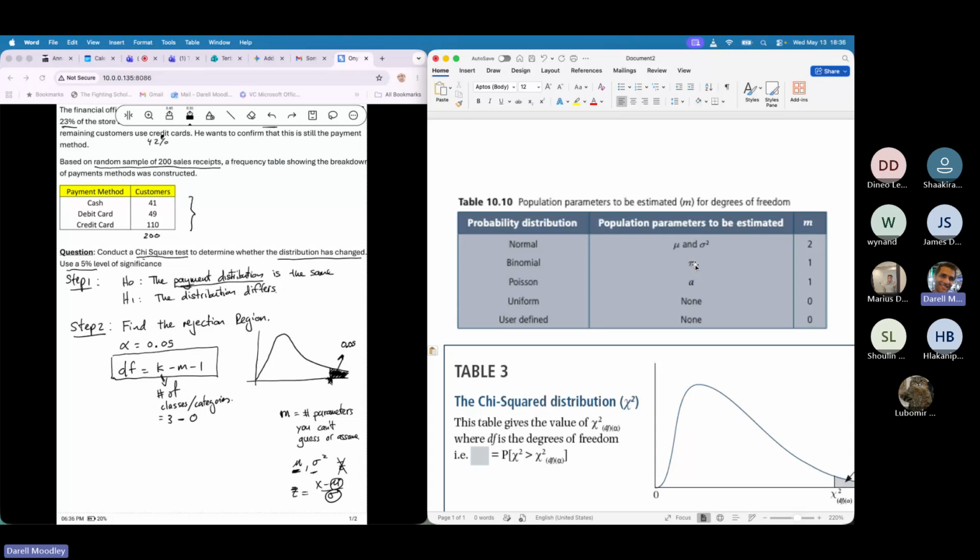For the binomial distribution, I know this might seem a bit far away for you, but the binomial distribution has a parameter called p. So I don't expect you to memorize this formula here. Let me just give you an example.